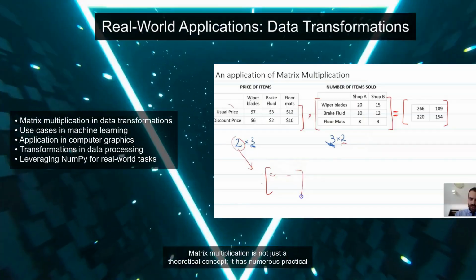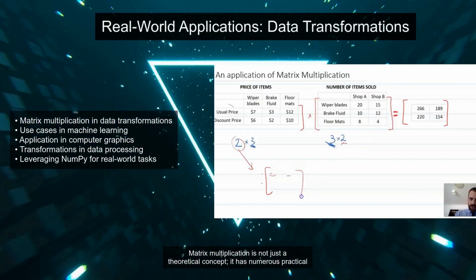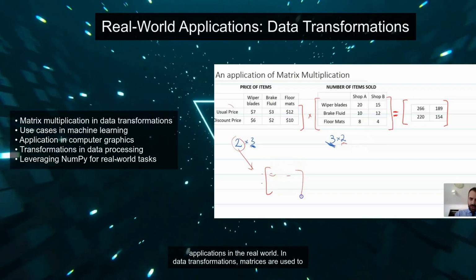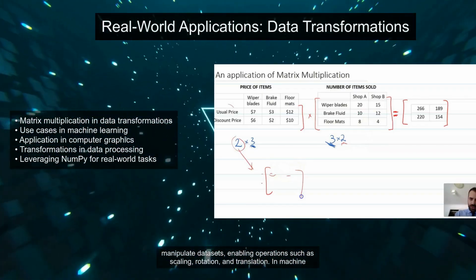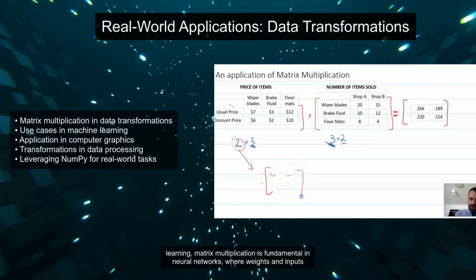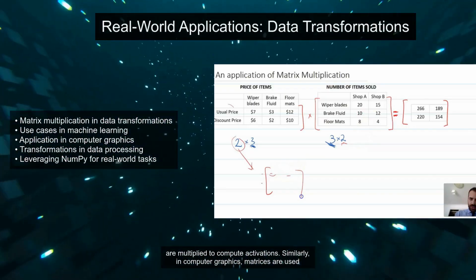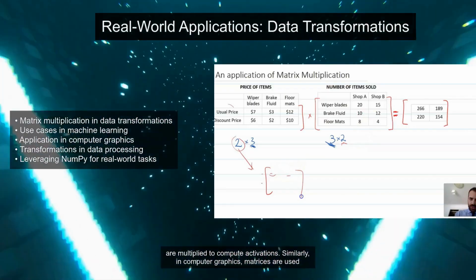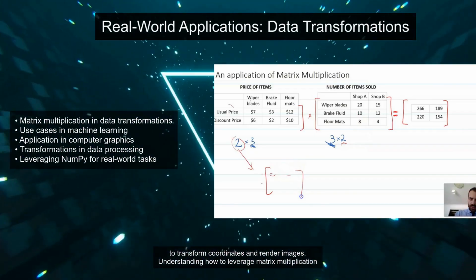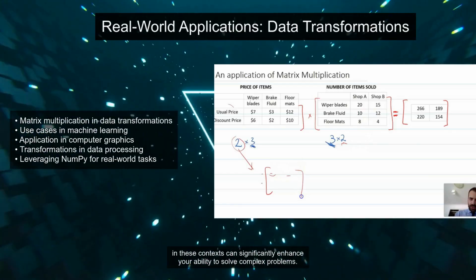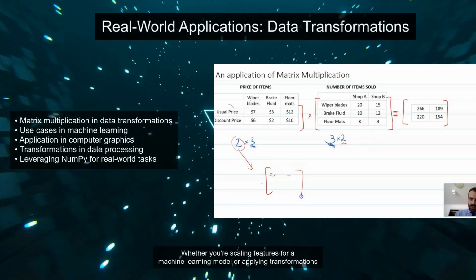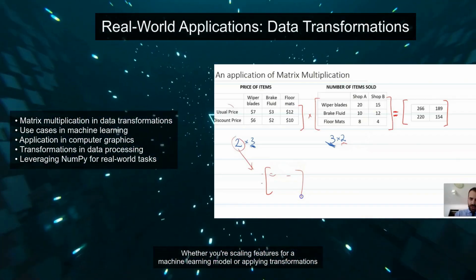Matrix multiplication is not just a theoretical concept, it has numerous practical applications in the real world. In data transformations, matrices are used to manipulate datasets, enabling operations such as scaling, rotation, and translation. In machine learning, matrix multiplication is fundamental in neural networks, where weights and inputs are multiplied to compute activations. Similarly, in computer graphics, matrices are used to transform coordinates and render images. Understanding how to leverage matrix multiplication in these contexts can significantly enhance your ability to solve complex problems.